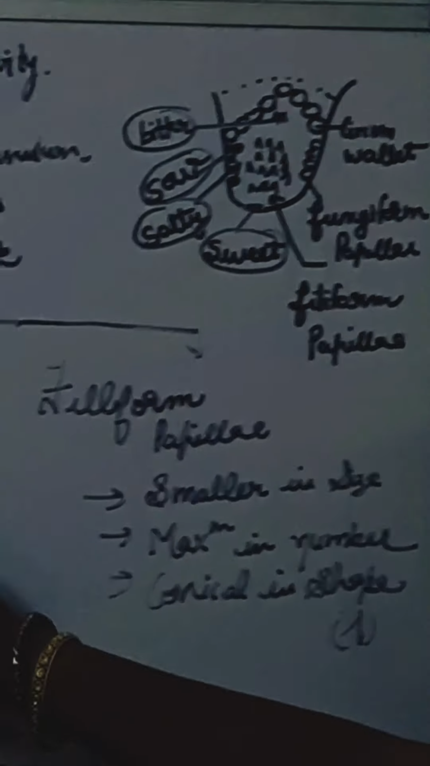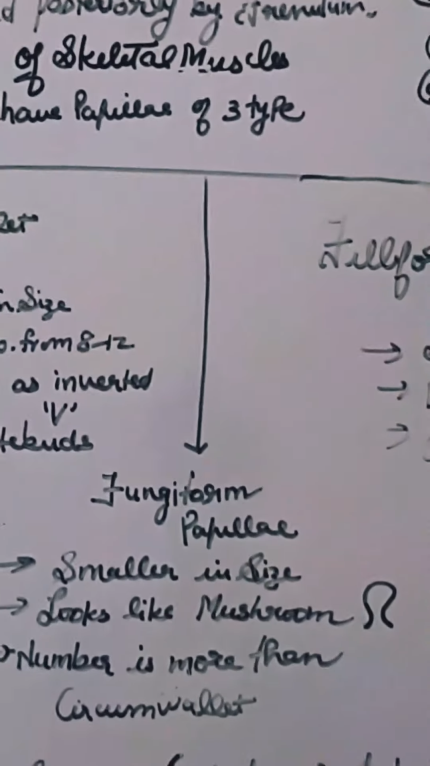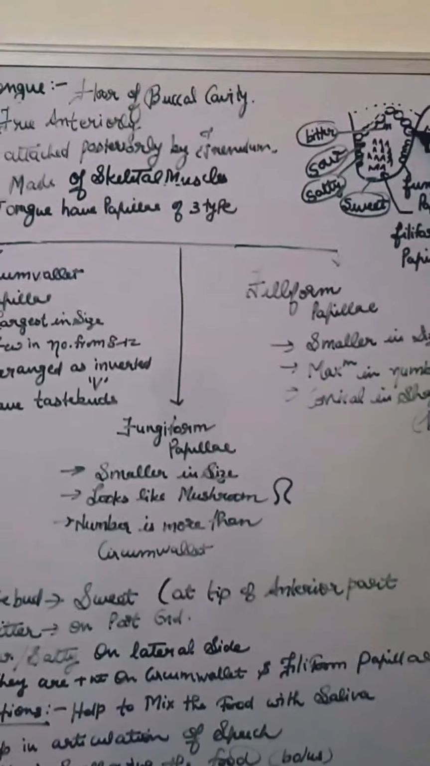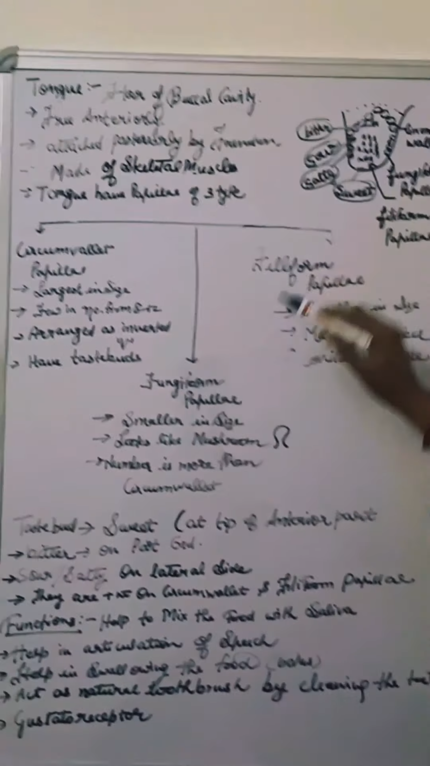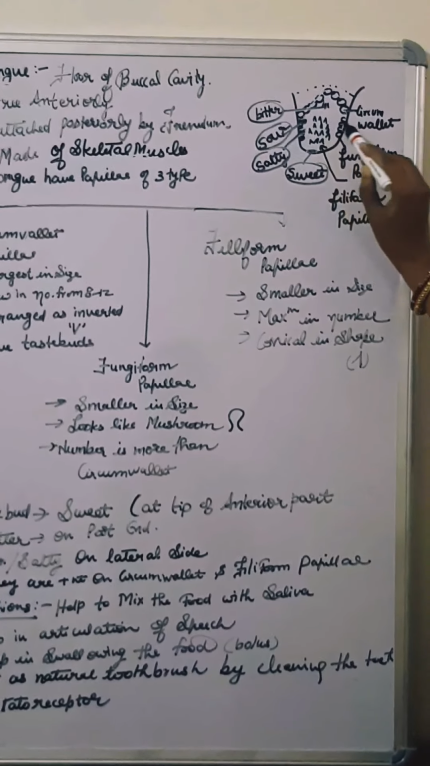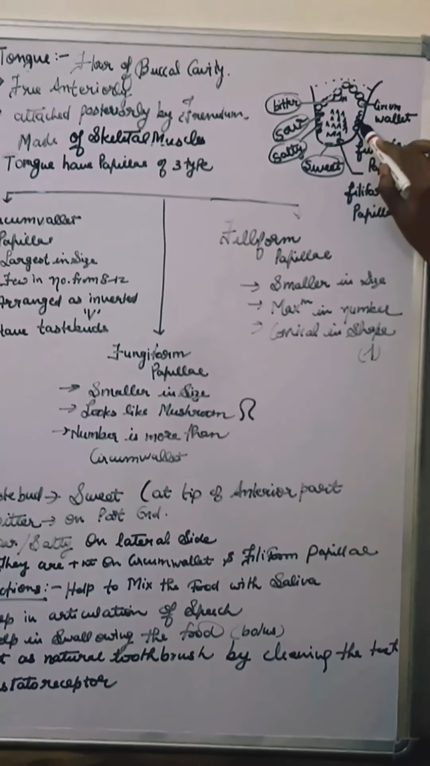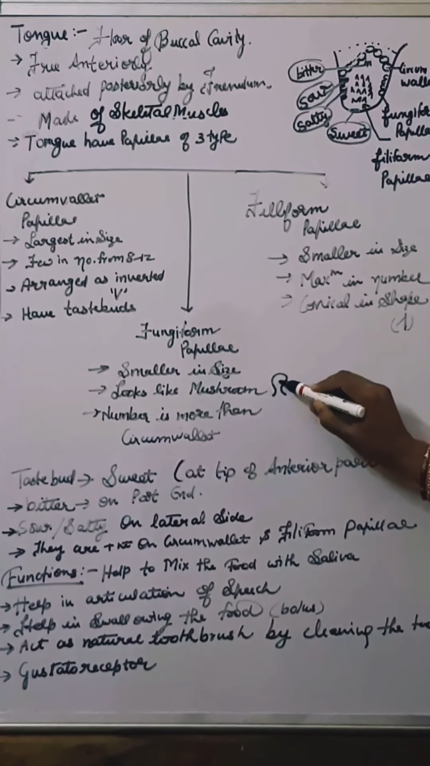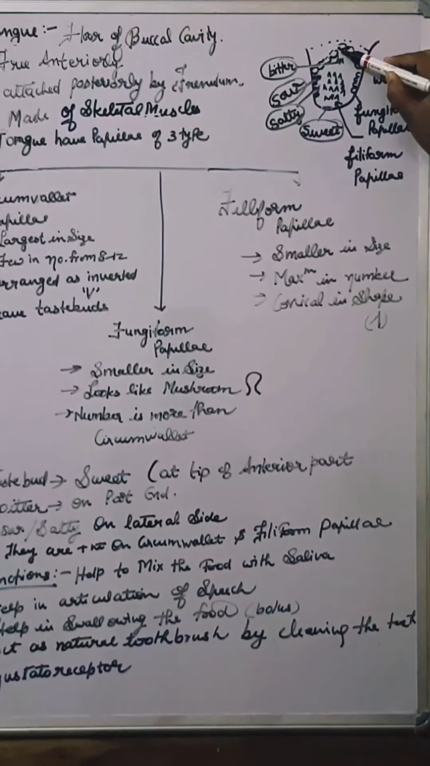Circumvallate papillae are largest in size, fewer in number and are arranged as an inverted V. Their shape is inverted V. They contain taste buds. Next is fungiform papillae. Fungiform papillae are present on the lateral side. They are smaller in size as compared to circumvallate. Their shape is mushroom-like and their number is more than circumvallate papillae.